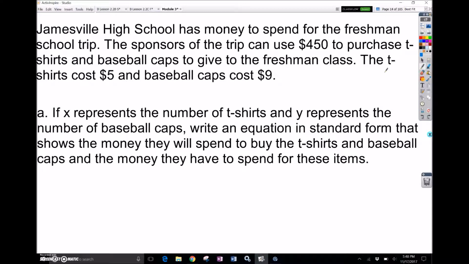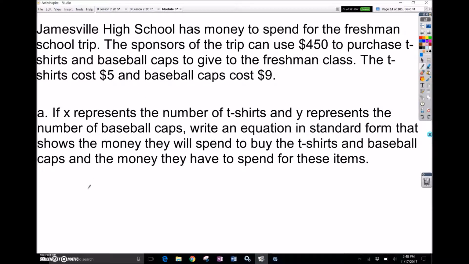So what we're going to do now is look at a word problem and put it into standard form. So it says Jamesville High School has money to spend for the freshman school trip. The sponsors of the trip can use $450 to purchase t-shirts and baseball caps to the given freshman class. So the t-shirts cost $5 and the baseball hats cost $9. If X represents the number of shirts and Y represents the number of baseball caps, write an equation in standard form that shows the total amount of money that will be spent.